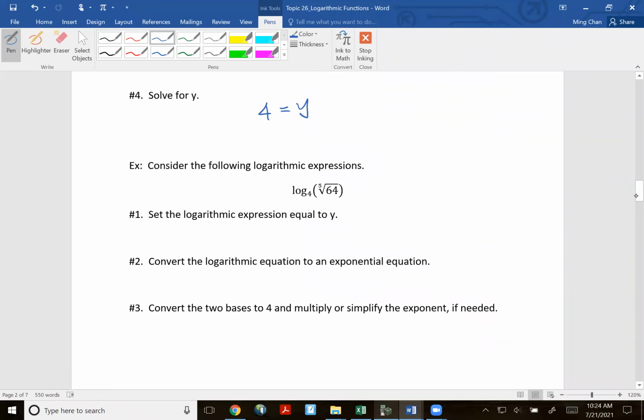All right, let's try another one. I'm going to set this entire logarithm expression equal to y. This is actually a fifth root of 64. Convert the logarithmic equation into an exponential. So all I've got to do is bring the base to the other side and bump the y to an exponent. So what the log of is should still be on the left side.